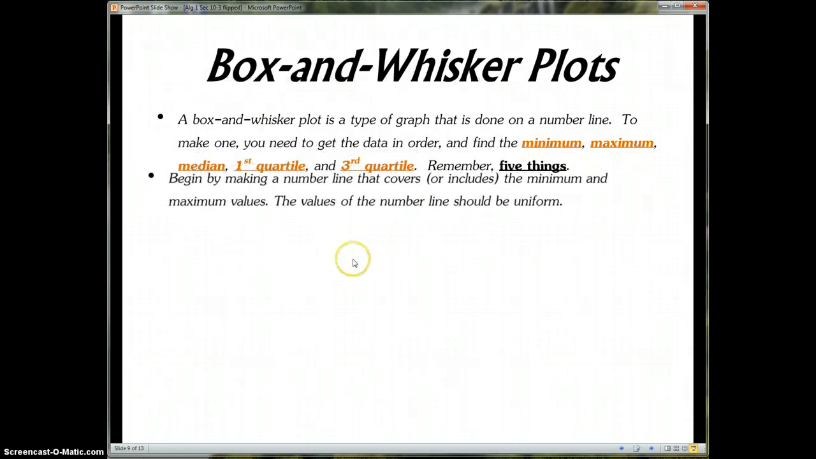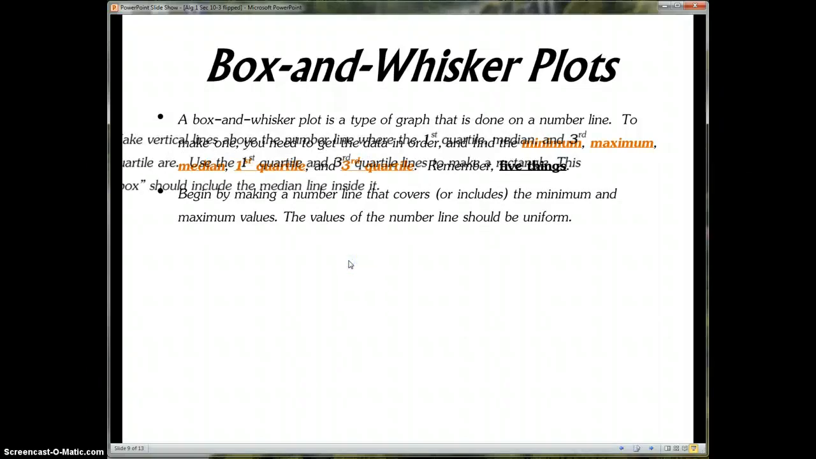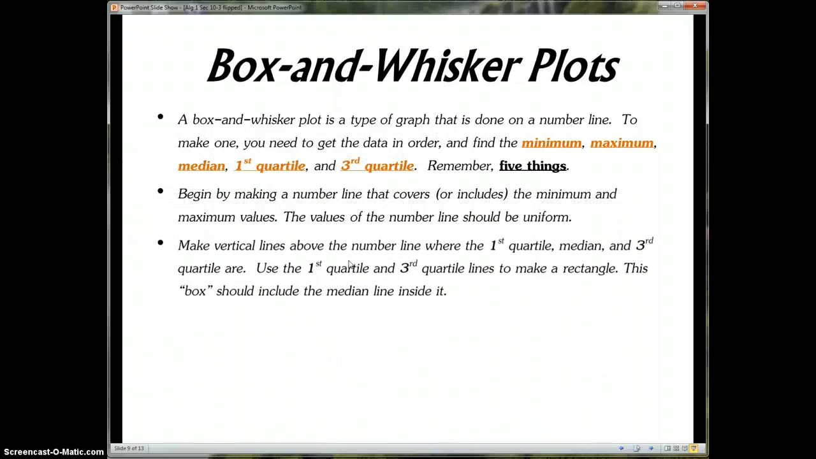All right. You begin by making a number line that covers or includes the minimum and maximum values. Those values on the number line should be uniform, which means they're the same distance apart. Then what you're going to do is make vertical lines above the number line where the first quartile, the median, and the third quartile are. You'll make vertical lines above these 3 things on your number line.